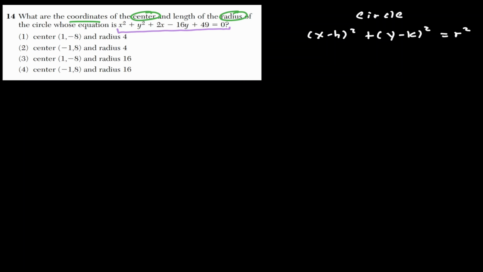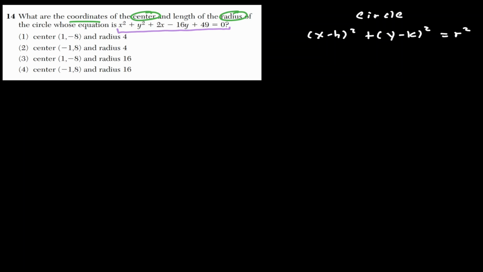For question 14, we want to know what are the coordinates of the center and the length of the radius of some circle which is given to us with the following equation. The only way that we can get this information is if we have the equation in standard form. So the standard form of a circle is (x minus h) squared plus (y minus k) squared equals r squared.